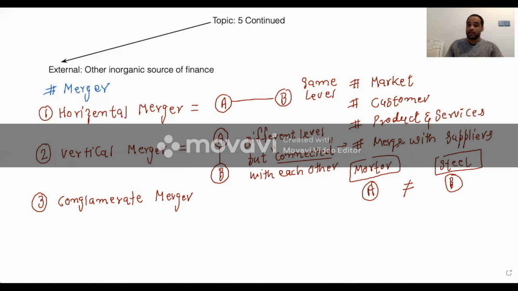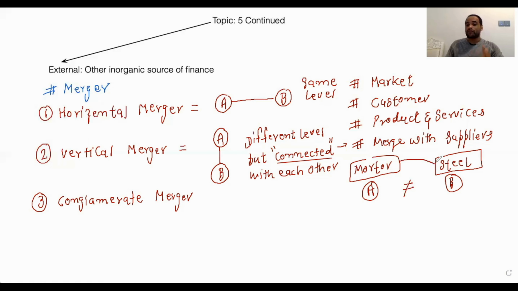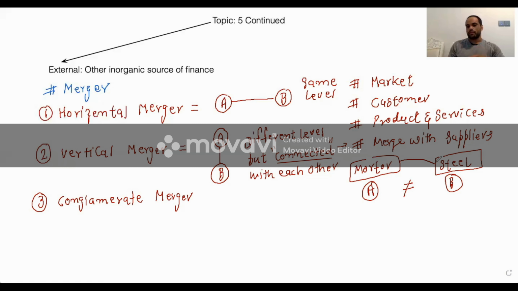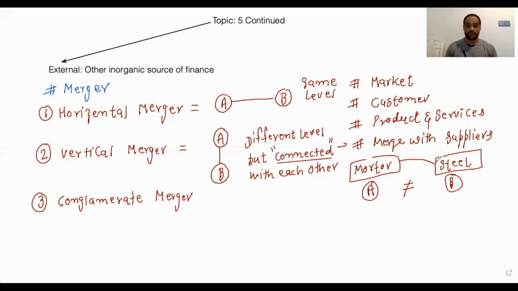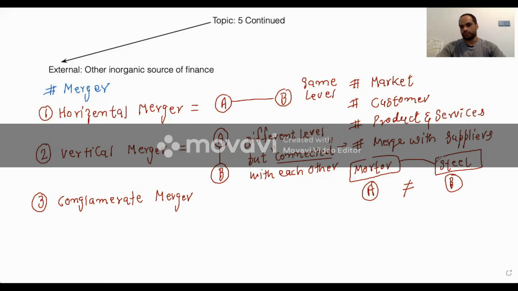What relation do they have? The motor company buys steel from the steel manufacturers because cars require steel, right? So they are buying material from their supplier. So a vertical merger is generally a merger between a company and its suppliers. When a company and its supplier merge together in order to capture the market, that kind of merger is called a vertical merger.